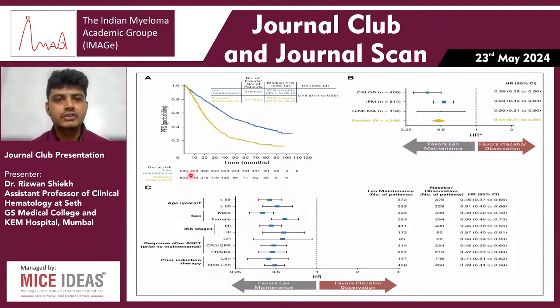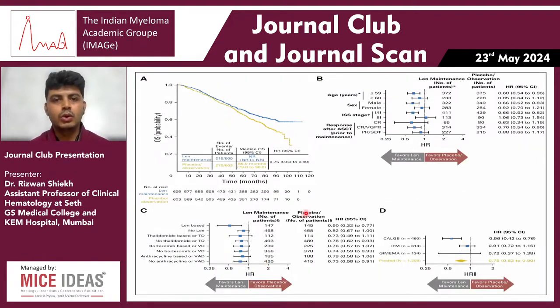And this is the PFS curve, which shows that if the patients were on LEN maintenance, they tended to do better, with a hazard ratio of 0.48 as compared to when they were not. And this included all subgroups of patients across ages, sex, risk stratification, as well as transplant. All of these favored LEN maintenance. Coming to the OS analysis of this meta-analysis, it also showed an OS benefit with a hazard ratio of around 0.75. And again, it was across the ages, across the treatment strategies used, and across all 3 trials.